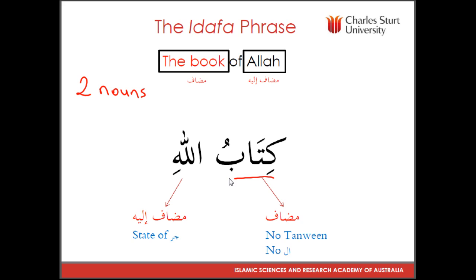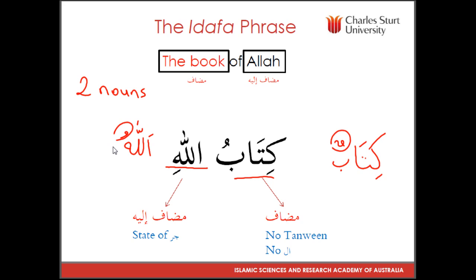Remember last week we said that normal case is marfu for all nouns. And the other noun is this lafzatullah, we call it Allah. These are two nouns. Kitab is ism. Allah is ism, isn't it? Normal structure should be like kitabun, and Allah should be like that.